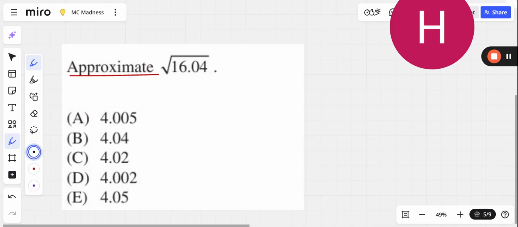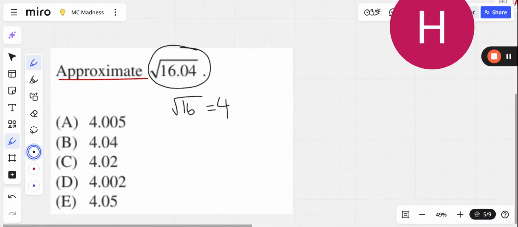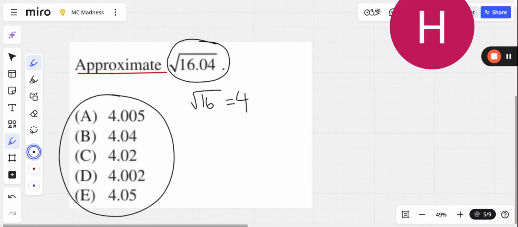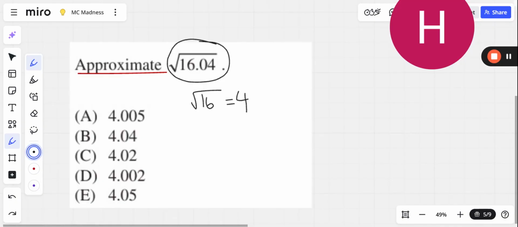So with these problems, you'll notice that this is really close to a nice number, which is the square root of 16, which is just 4. So obviously this is a little more than 4. You can see that from all the answer choices. It's a little bit more than 4, but how much more than 4? 4.01, 4.02, 4.03, 4.04? We don't really know.